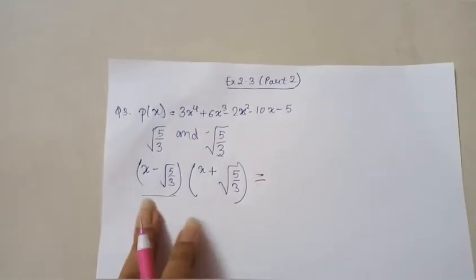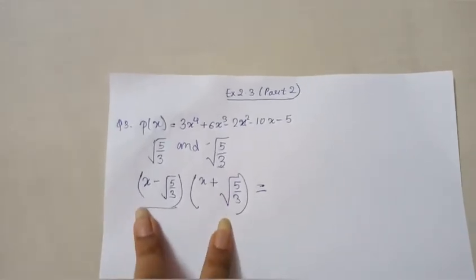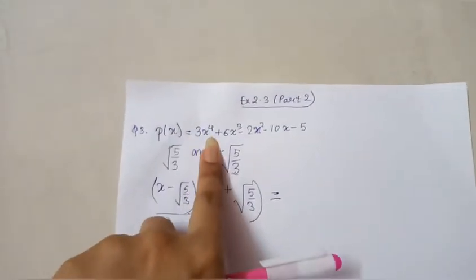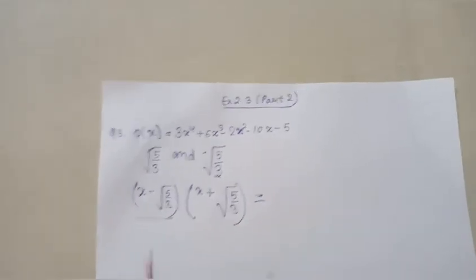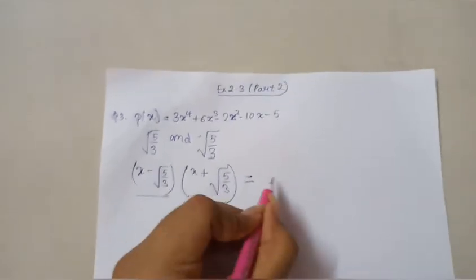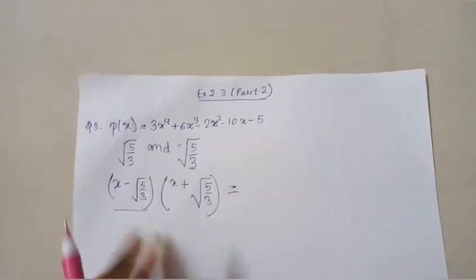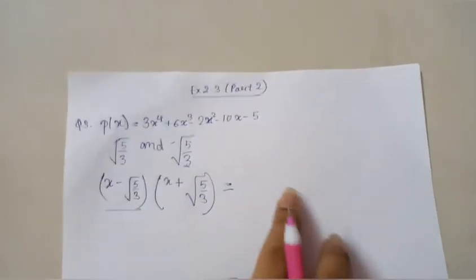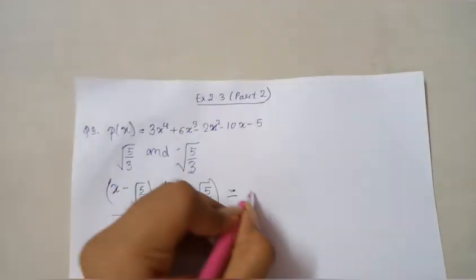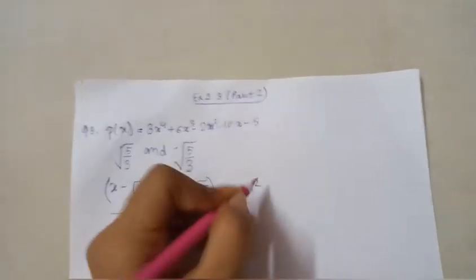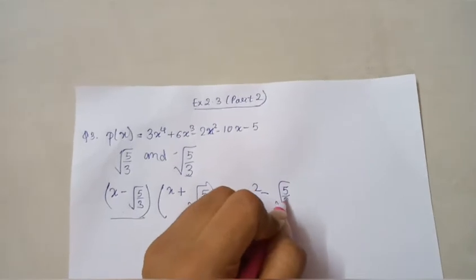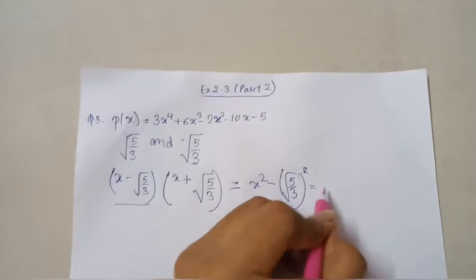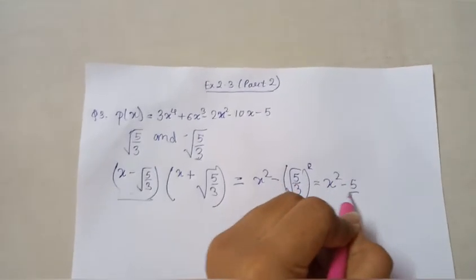We can write it in multiplication pairs. We need to find 2 more as it has 4 zeros, and 2 such zeros we have. We'll solve this first. It is an identity, (a minus b)(a plus b), so the formula will be a square minus b square. Here a is x, so we'll do x square minus root 5 upon 3 whole square. So it will give us x square minus 5 upon 3.